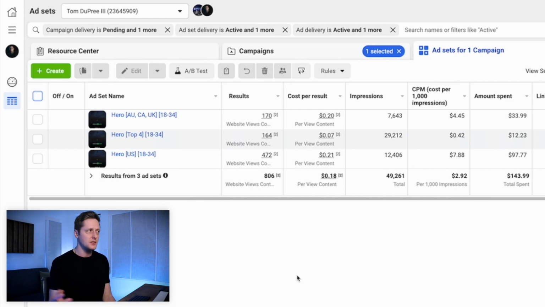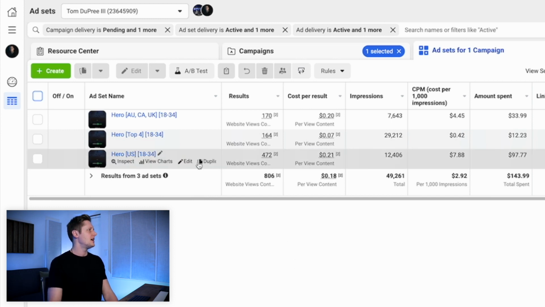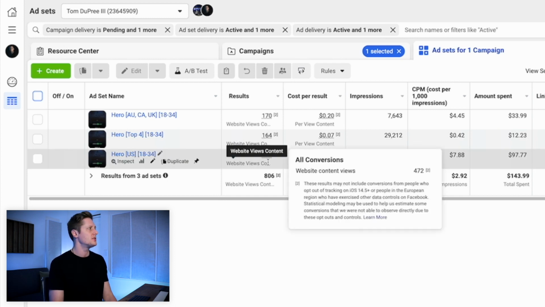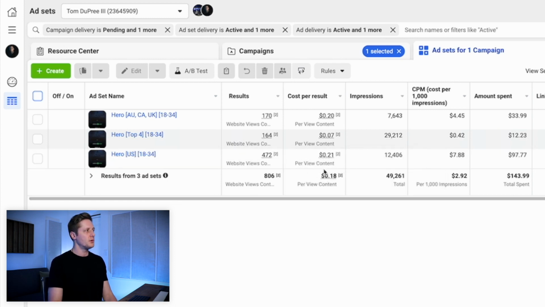Since the inception of this campaign, I have got the US with the highest amount of conversions at 472, 21 cents per conversion. The top 4 is at 164 views content at 7 cents per conversion. And then the second English-speaking ad set is at 170 views content at 20 cents per conversion. The reason it sort of works this way is because I set an ad spend limit on the top 4 ad set. It's only set to spend $1 a day. And that's how I had it set on the top 5 ad set as well.